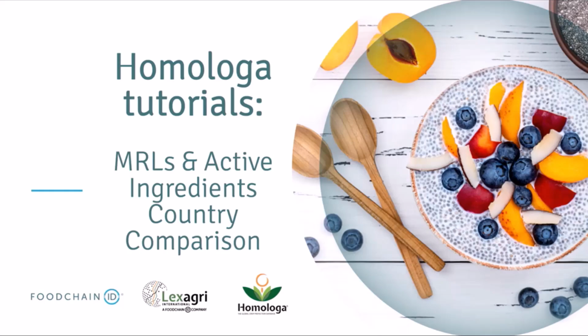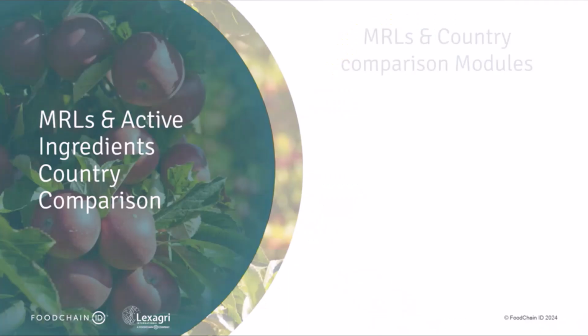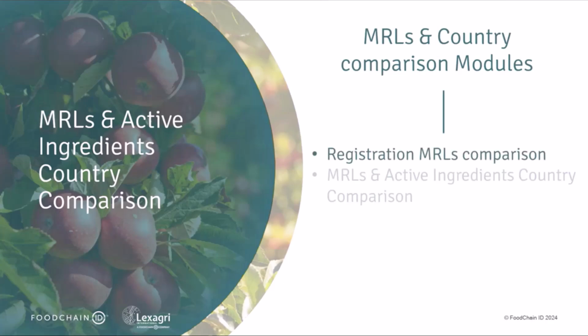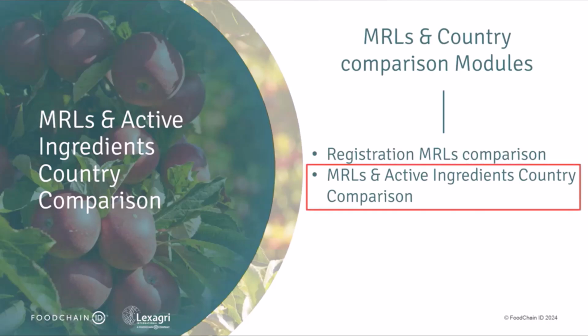Today we will review MRLs and active ingredients country comparison. This module belongs to the MRLs comparison module family in Homologa. This family of modules comprises two different modules: Registrations MRLs comparison and MRLs and active ingredients country comparisons. Today we will focus on the second one. It is important to mention that all the accounts having access to either of these two modules will also have access to the module MRLs full information.